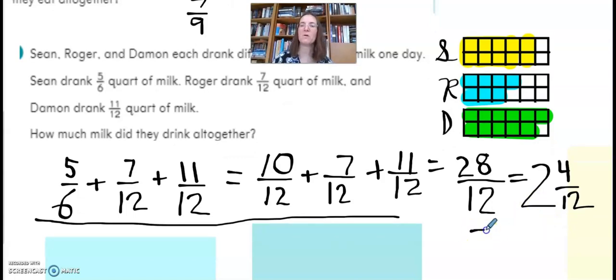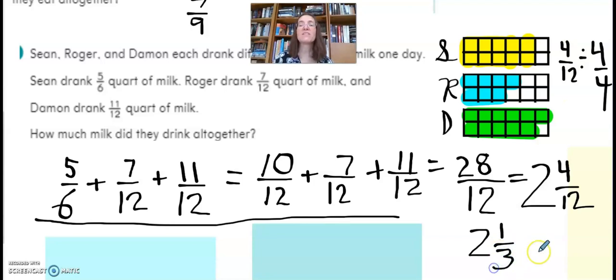I don't believe so, because 4 and 12 share a factor, and the factor they share is 4. So if I take 4/12 and I divide it by a variation of 1, this time being 4/4, well, 4 divided by 4 is 1, and 12 divided by 4 is 3. And so the answer in the simplest form would be 2 and a third.